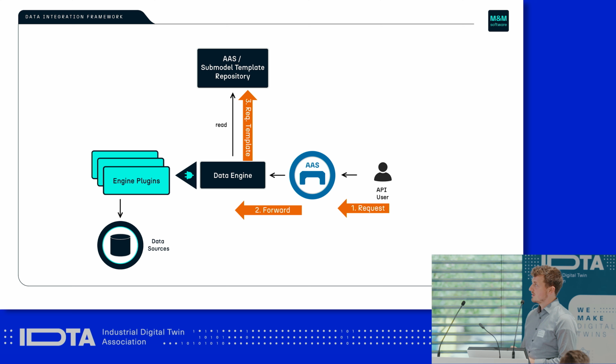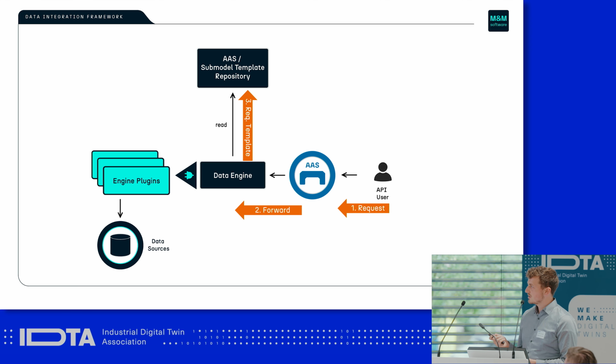And we are utilizing a submodel or AAS template repository. This offers a great opportunity to have different templates in place. This means if you think of different types of products that you have in your company, then you can specify rules to use a different kind of template for every different type of product.